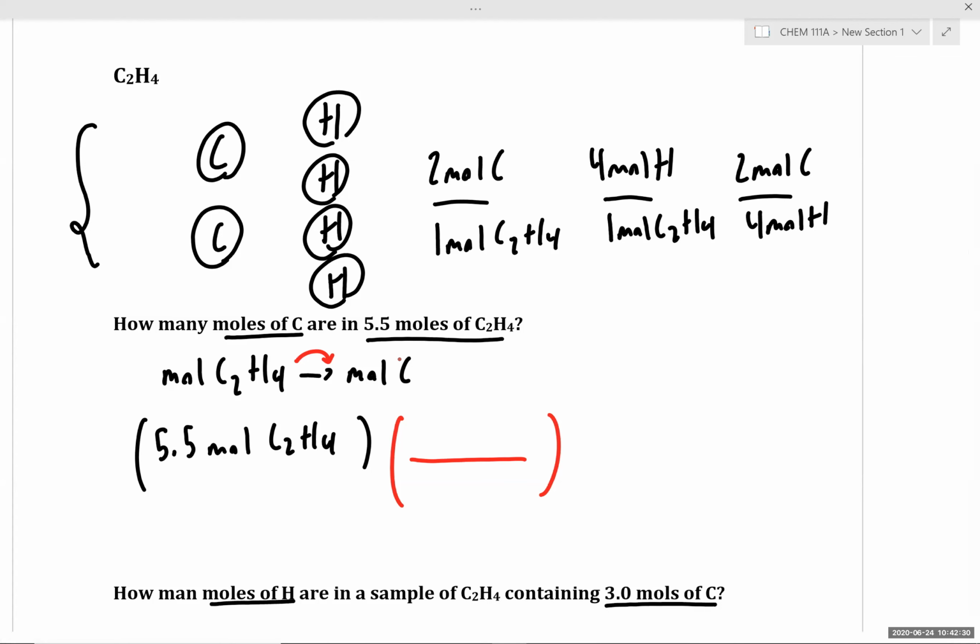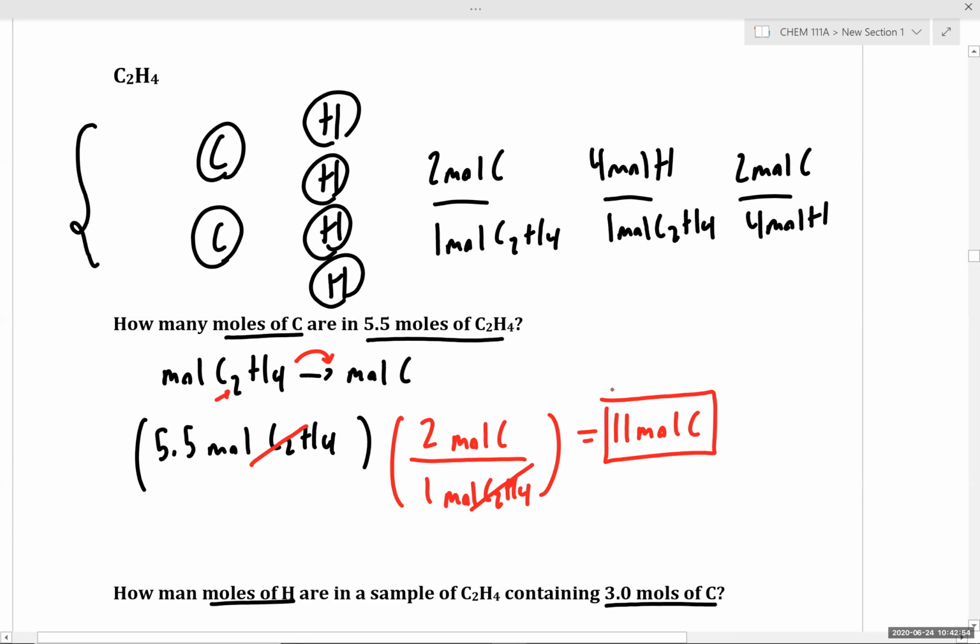2 moles carbon. Yep, exactly right. So we're looking at moles of carbon per mole of C2H4. And looking at our formula, we see that we have 2 moles of carbon per 1 mole of C2H4. The moles of C2H4 cancel, and we're left with 11 moles of carbon. Does this make sense to everyone so far? So we're just doing a conversion from the moles of molecules to the moles of the atoms in that molecule.